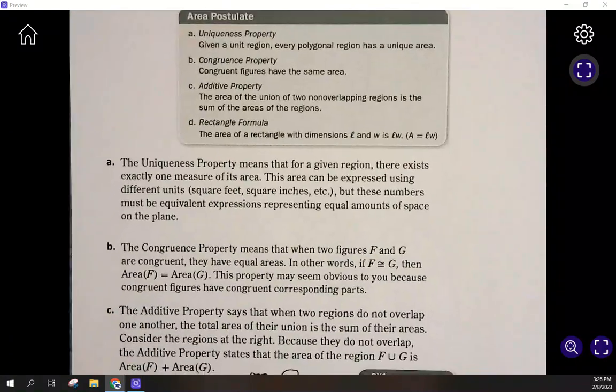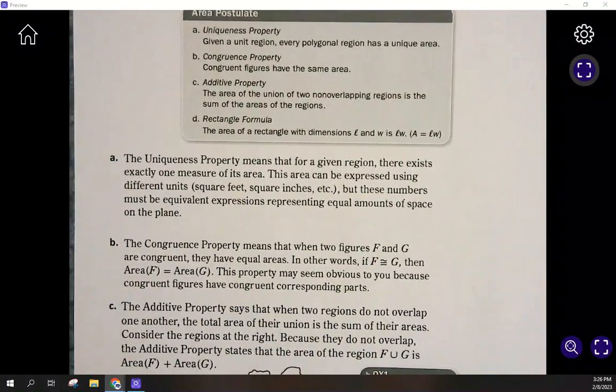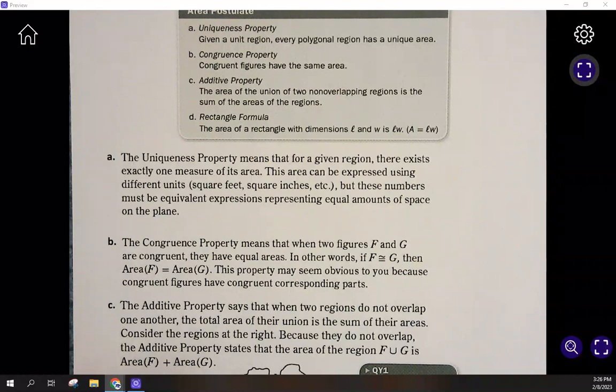The congruence property says that any two congruent figures have the same area. That should make sense, right? If we know that F and G, those represent two figures, if they're congruent to each other, that means the area inside of them is going to be the same, and that should seem pretty obvious.